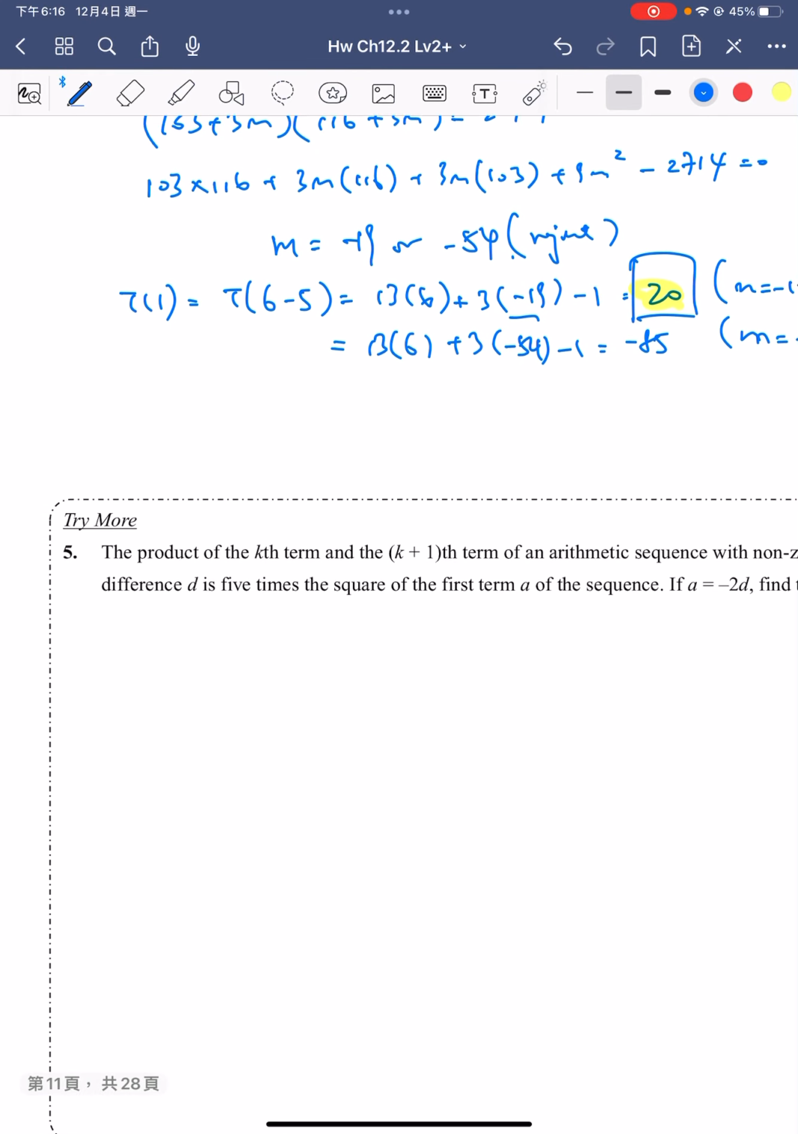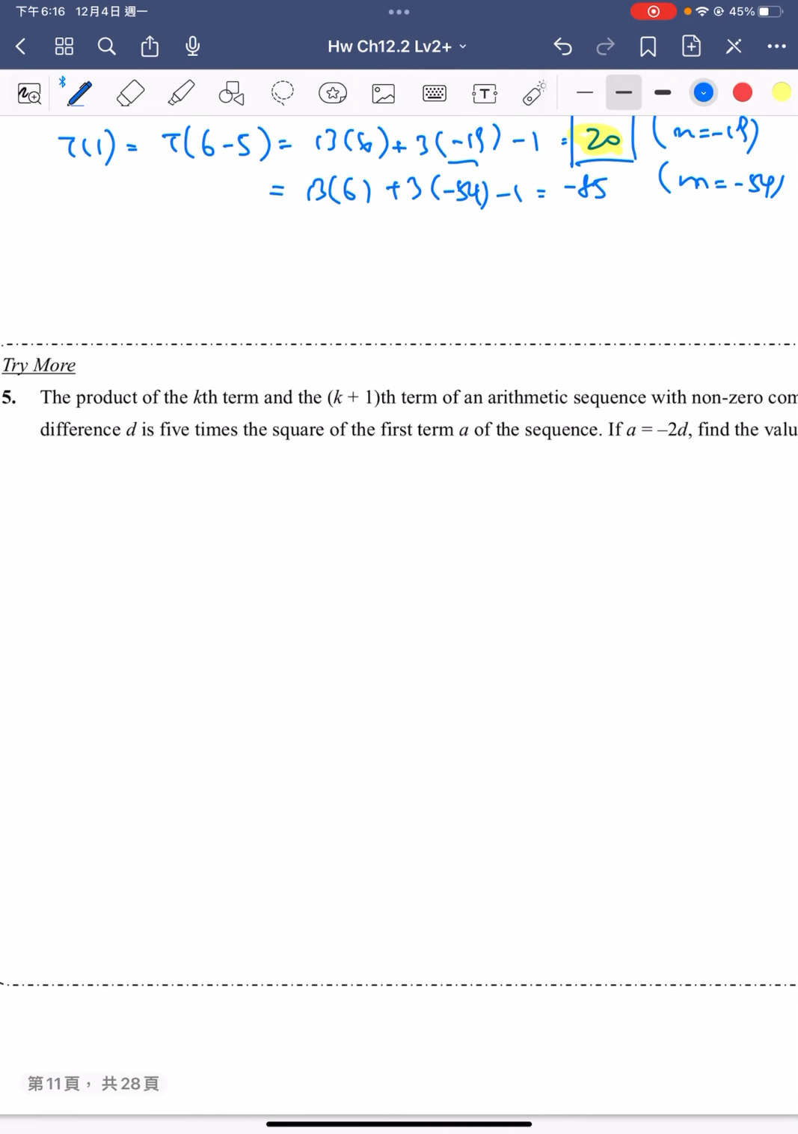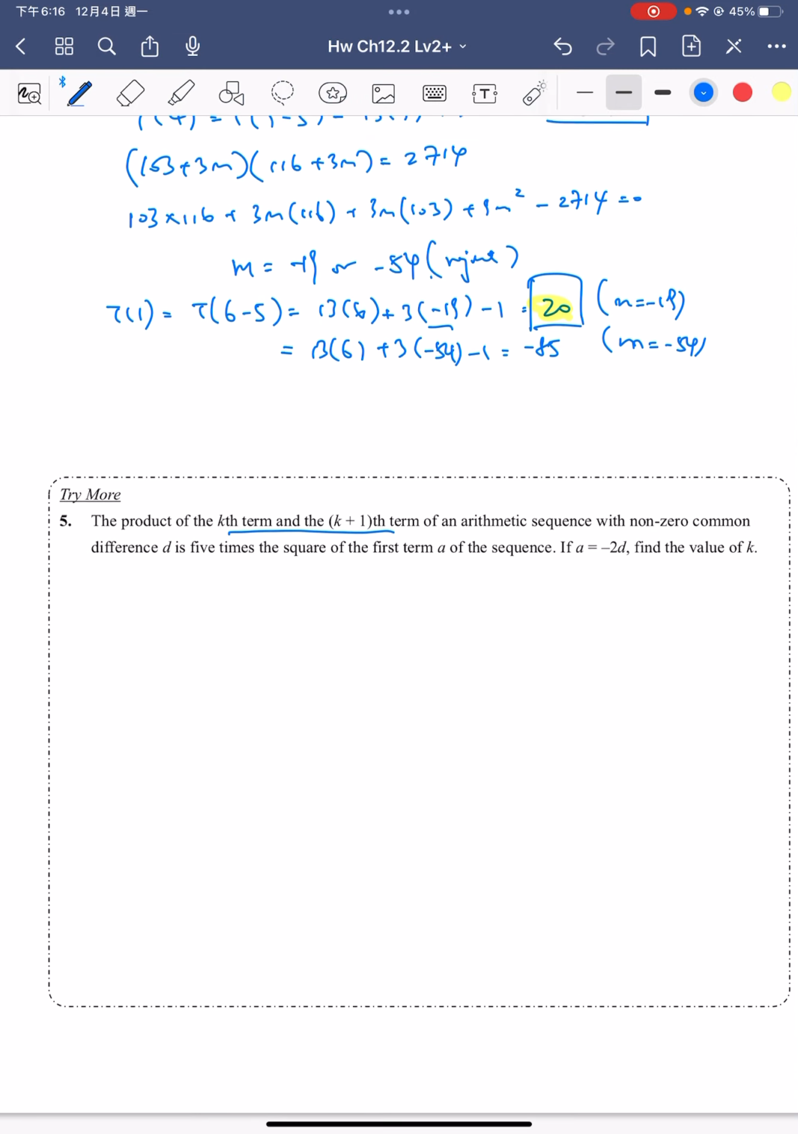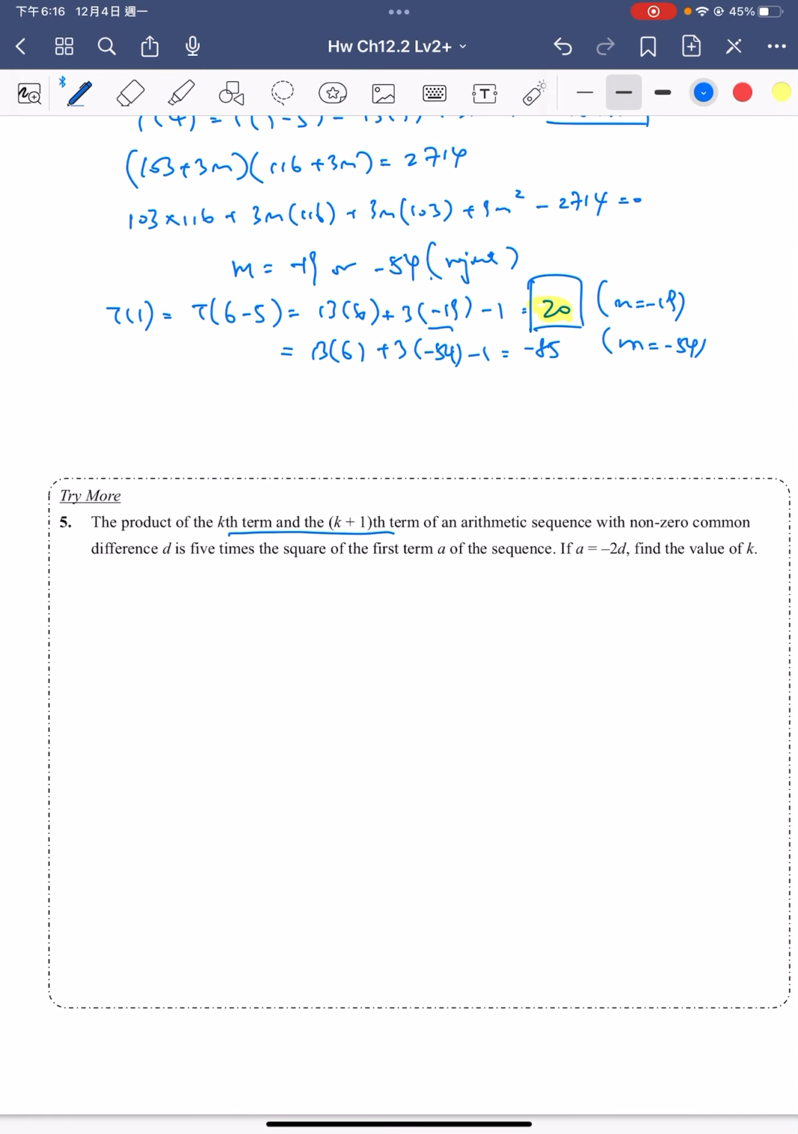Okay, so for the last question, question 5, the product of the kth term and the k plus 1 term of an arithmetic sequence is equal to 5 times the square of the first term a, and we have a is equal to negative 2d. So try to set up an equation that links all of the things they told you in the question. So first of all, the product of the kth term and the k plus 1 term.